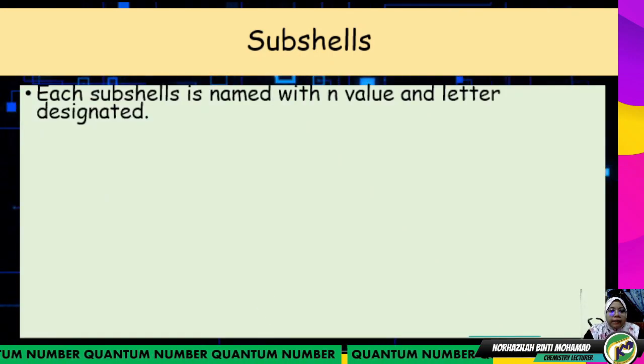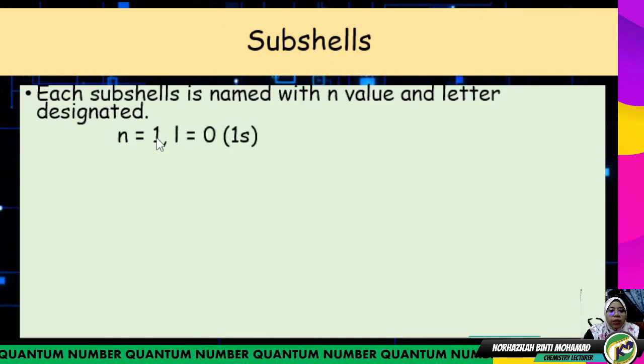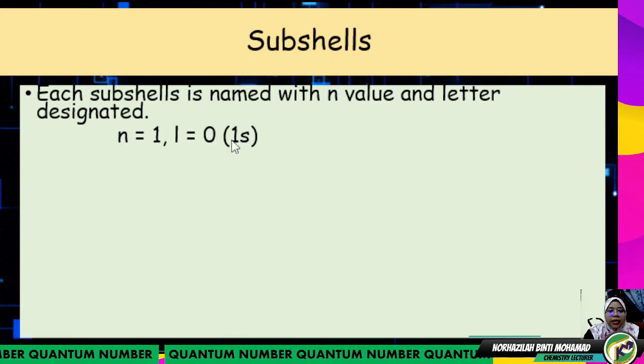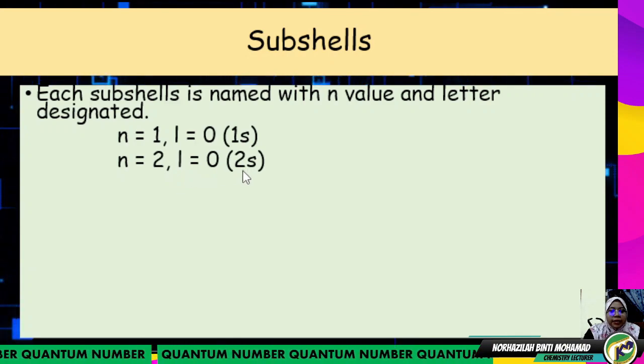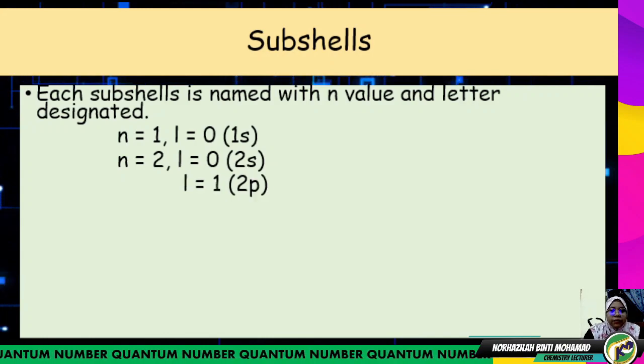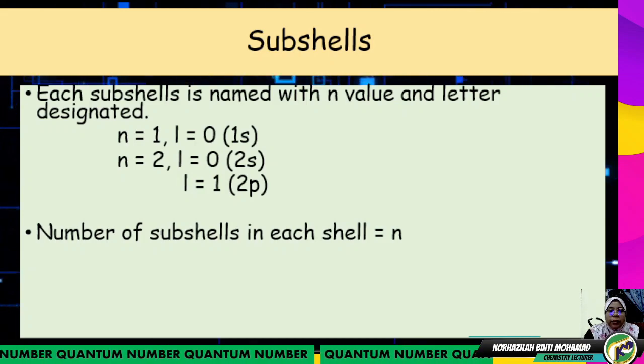Each subshell is named with the n value and the designated letter. If you have n equals 1 and L equals 0, this subshell is called the 1S subshell. If you have n equals 2, L equals 0, the name of the subshell is 2S. And if you have L equals 1, the name is 2P. The number of subshells in each shell is equal to n, since the number of L values depends on the principal quantum number.